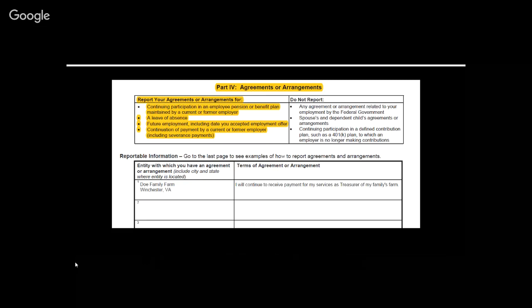So here we have the farm again. It says that they will continue to receive payment for services as treasurer of the family farm. So again, the question we ask is, would the farm come before this employee? Does the farm have business or otherwise appear before our agency? Or would our employee as the treasurer be asked to make a representation to any part of the government? And if the answer to any of those questions is yes, we want to make sure that an ethics official takes another look at it.